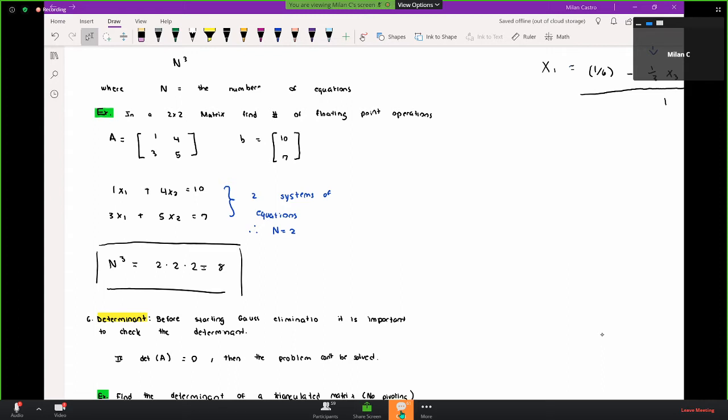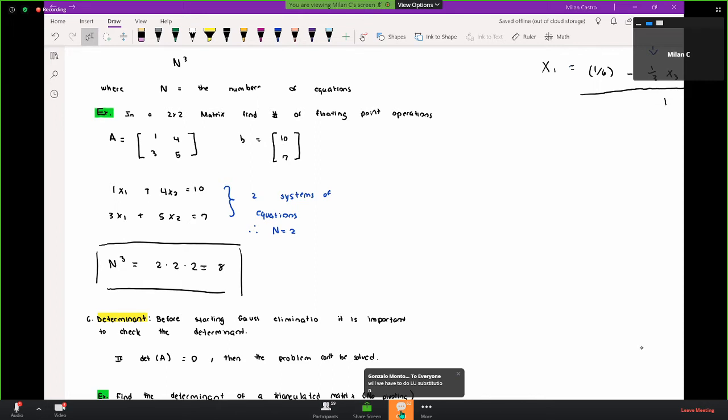Errors from truncation for Gauss elimination. You have to remember that these are direct methods, so that's where the error is going to accumulate if there is any, because if you use the fractions, it should be exact. All right. What was I going to say?